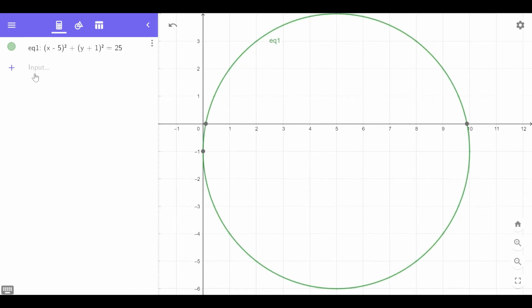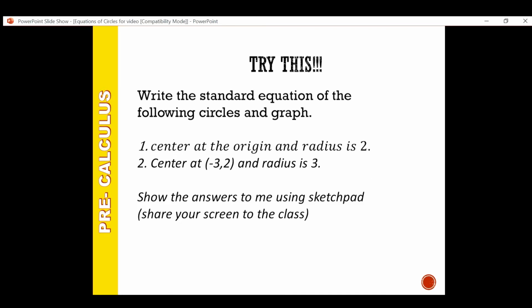Ayan. So, center at, grab natin din yung center niya. Makita natin. Ayan. So, 5, negative 1. Then, 5 units up. 1, 2, 3, 4, 5. 5 units to the left. 1, 2, 3, 4, 5. Same din kung to the right at saka downward. 5 units din. Tingnan natin class kung naintindihan nyo.